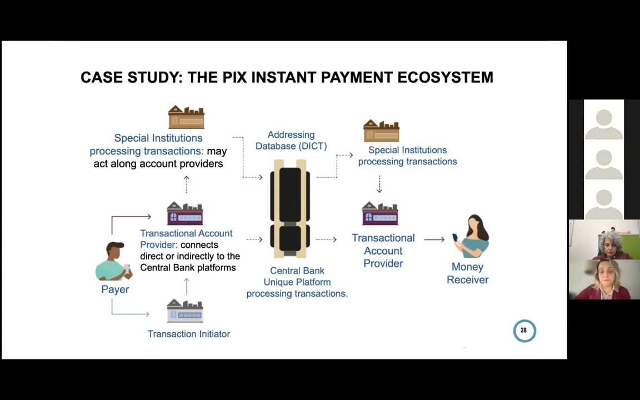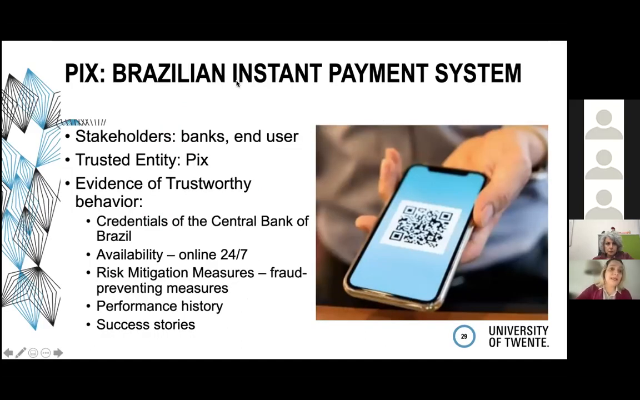So in this case, it's very important that such a system is trustworthy, right? So that's why we decided to use Pix as a case study to see the viability, the feasibility of the application of our methodology, the OBRE methodology. In this case, if we instantiate the concepts in the ontology with the concepts of Pix, we have that the stakeholders are the banks, the end users, the trusted entities, and the system itself is Pix.